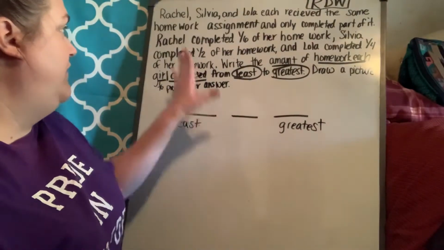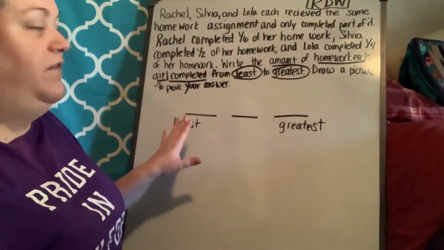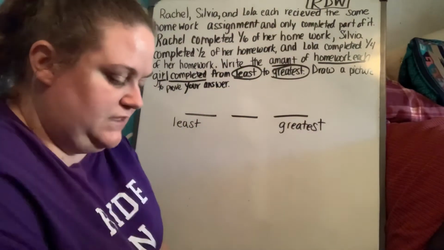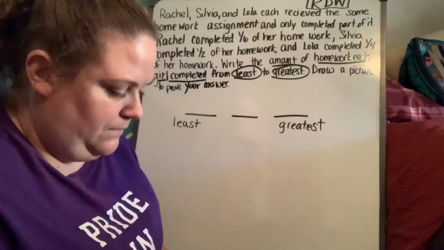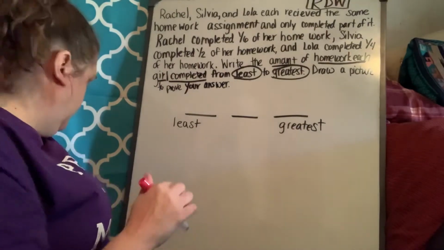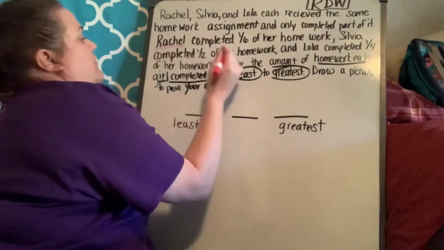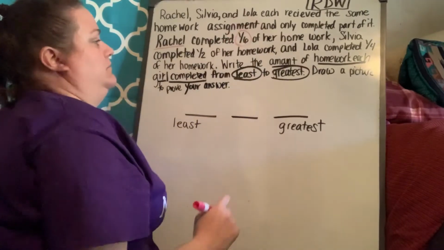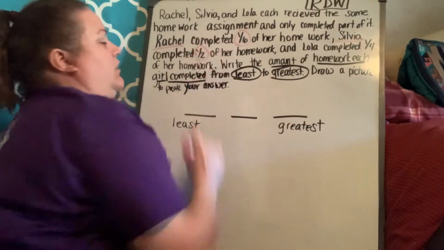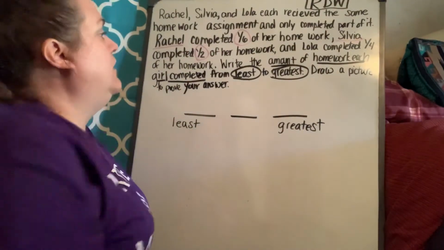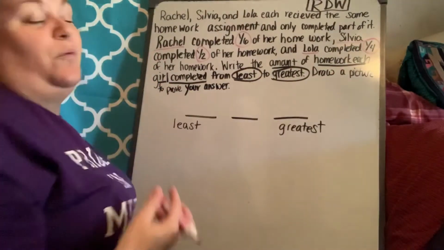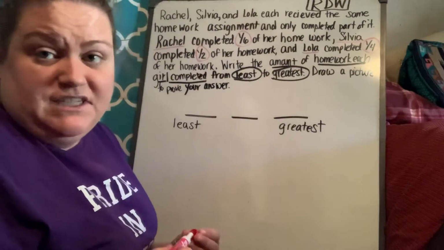What I'm looking for is to figure out how much all 3 girls finished. I'm actually going to use another color for this. Let me see if I have a thicker marker. Oh, I do have a pink one. We'll do that. One girl is Rachel, and Rachel completed 1/6 of her homework. Sylvia completed half of her homework. So I circled those. And then Lola completed 1/4 of her homework. Now those are 3 different unit fractions. How are we going to compare them?